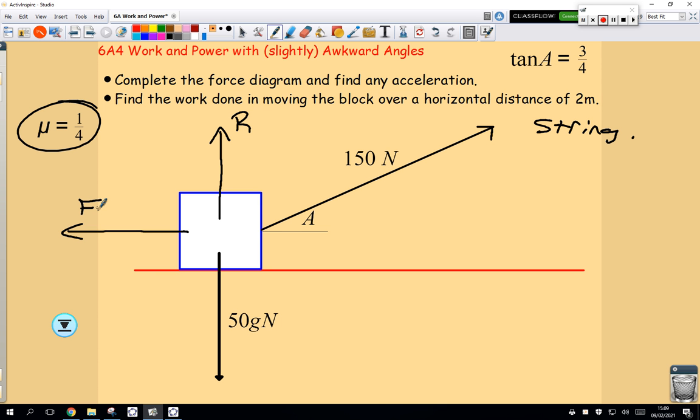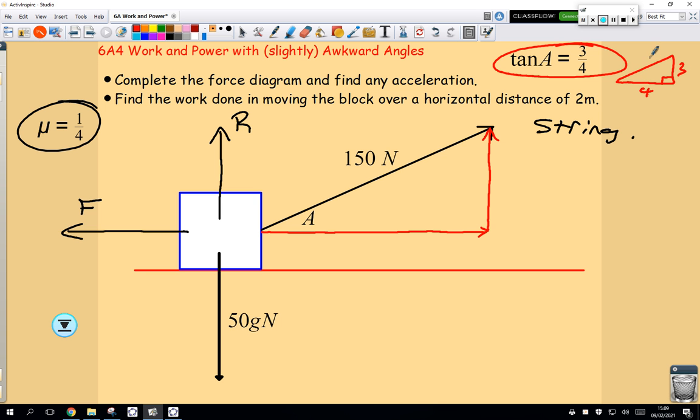Now I'm going to find any acceleration. Well, there'll be no acceleration vertically. One thing I'm going to do is think about resolving this tension vector into its horizontal and vertical components. It tells me tan of A is 3/4. Well, that's suggesting a special triangle. Tan of A is 3/4. Right triangle, 3, 4. By Pythagoras, that's 5. We're talking the ratio of, remember that's opposite over adjacent. So opposite to adjacent to hypotenuse is in the ratio 3 to 4 to 5.